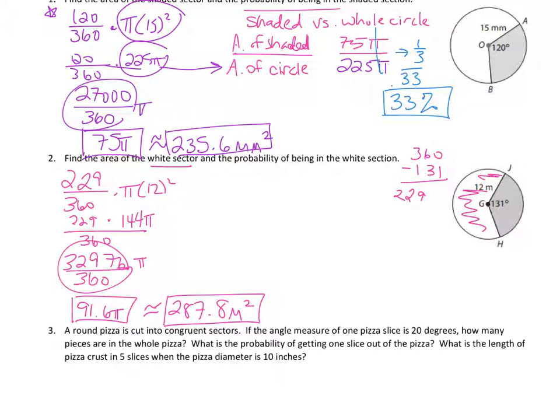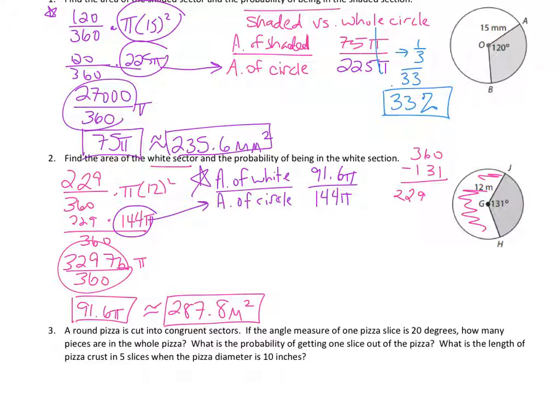Now remember, for the probability part of it, we need to take the part divided by the whole. And we already know that the area of the circle is this 144 pi. The area of the white section we just found, so 91.6 pi. And now I want you to simplify that and tell me what percentage we are going to have of our circle. You should have crossed out the pi's. When you divide 91.6 divided by 144, we get 0.636 with a bunch of ones repeating. And when we move the decimal over 2 places, that gives us 63.6%.